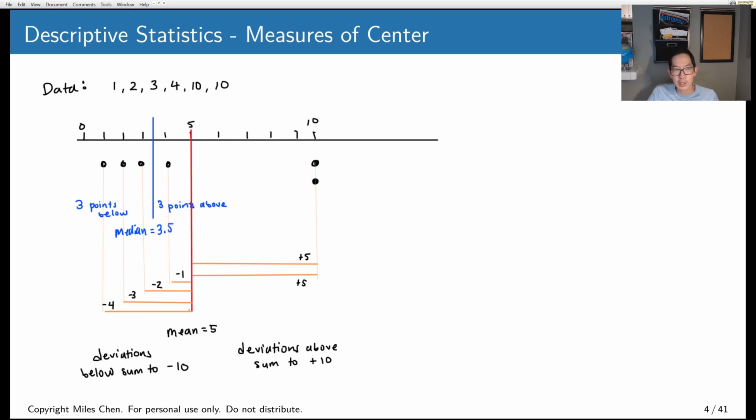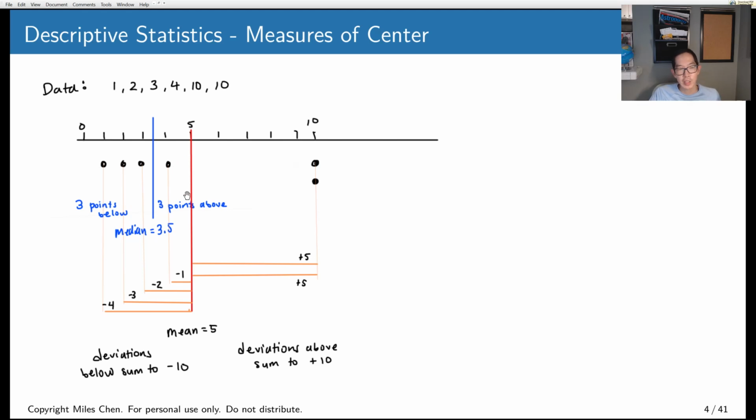So here's an illustration. Let's say I have these numbers: 1, 2, 3, 4, 10, and 10, okay? The median is going to be at 3.5, between 3 and 4. You have 3 values below the median, and 3 values above the median: the 4, 10, and the 10. Whereas the mean is going to be at 5, okay?